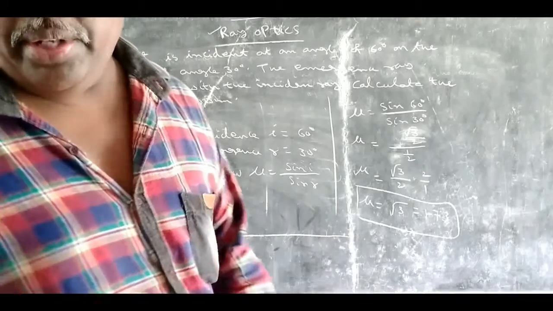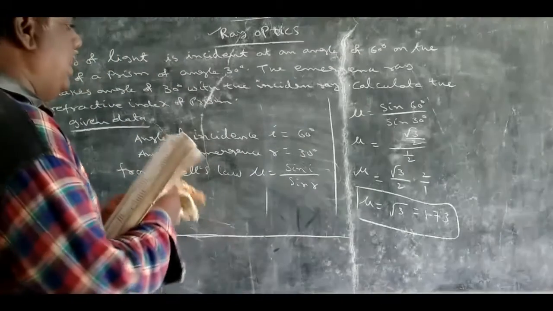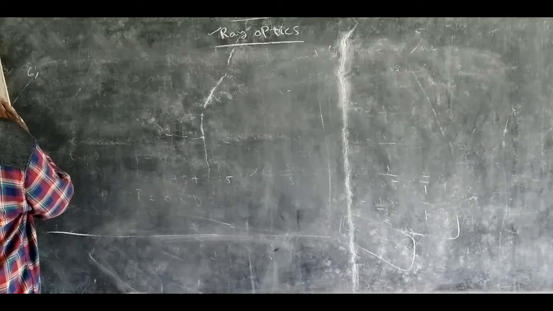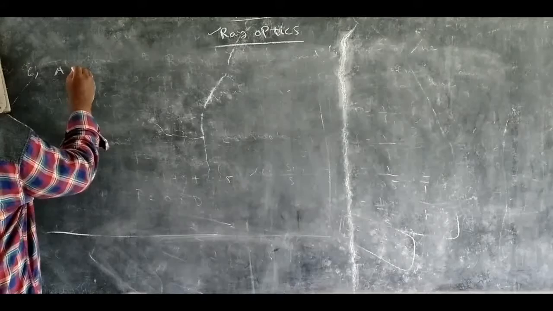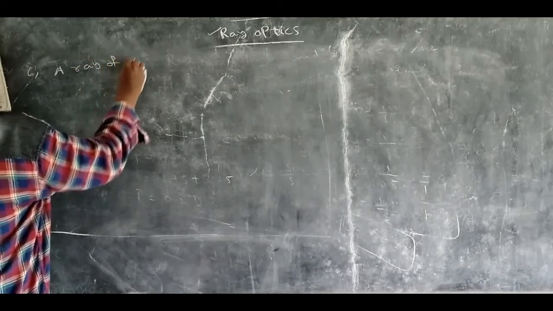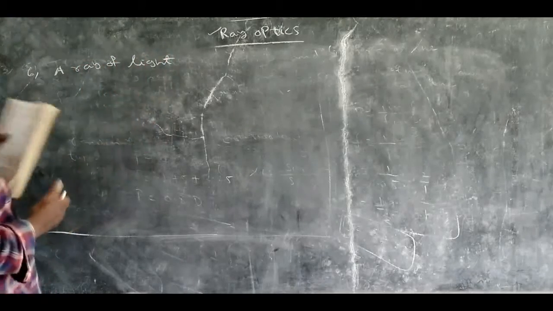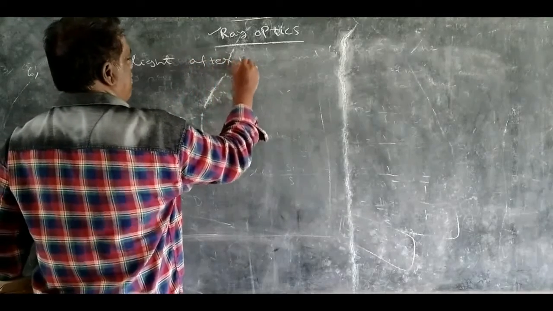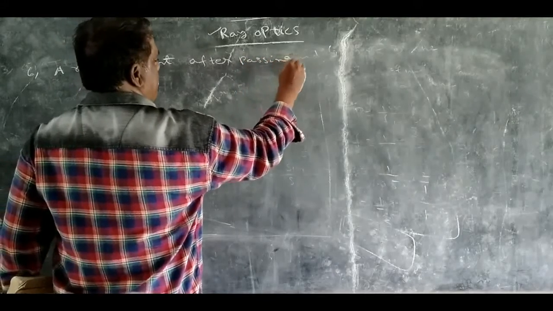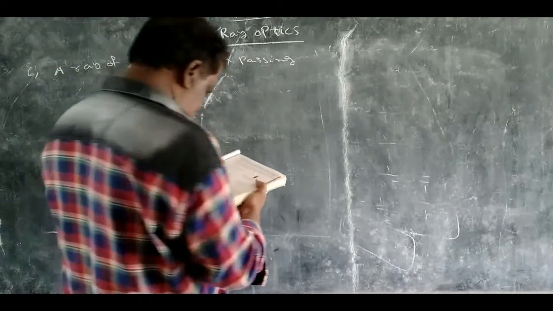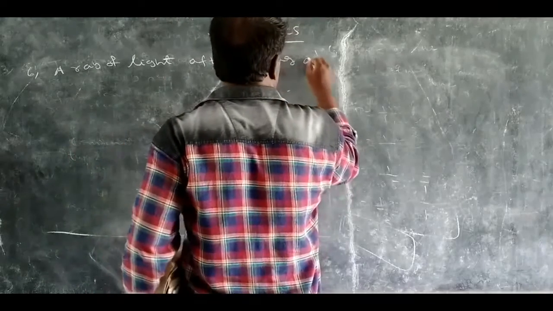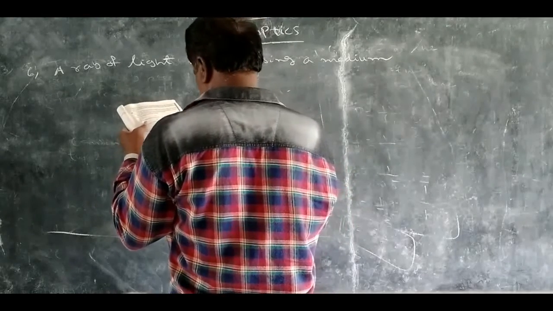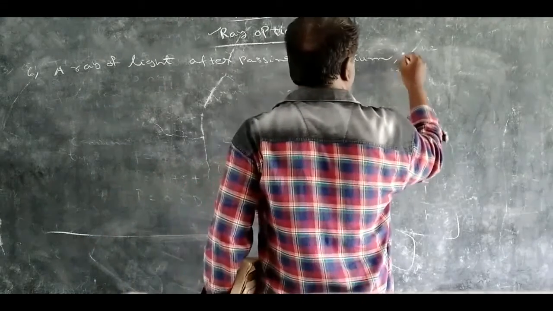Okay. After completion of this, write down the next number 6. A ray of light after passing through a medium meets the surface.